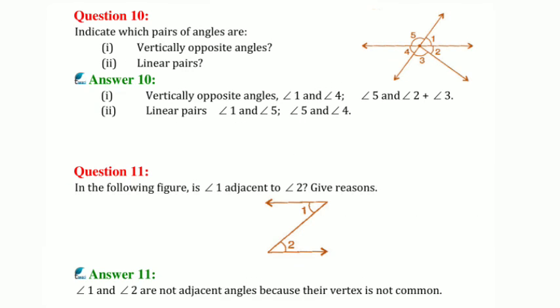Now in the 10th question, here also they give one figure. According to the figure you find the answers. First question, vertically opposite: angle 1 and angle 4 are vertically opposite, and angle phi is equal to the sum of angle 2 and angle 3, and the linear pairs are 1 and 5 and 5 and 4. Similarly in question number 11, here they need the reason. Angle 1 and angle 2 are not adjacent angles because their vertex is not common.